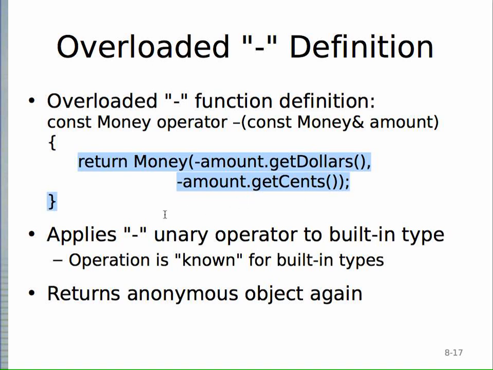Okay, so we know this thing is known for all the built-in types, so ints, floats, doubles. We know what it does. All it does is return the negation. And so if dollars was 5, this would give you a -5, and something similar for cents. You create a new object with negative amounts, assuming that that's allowed, and then you return this anonymous object.